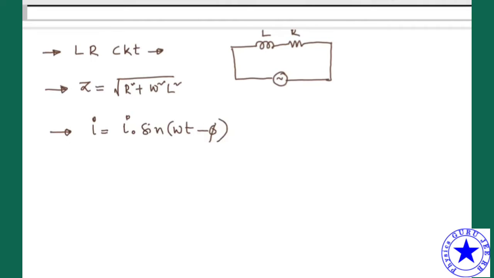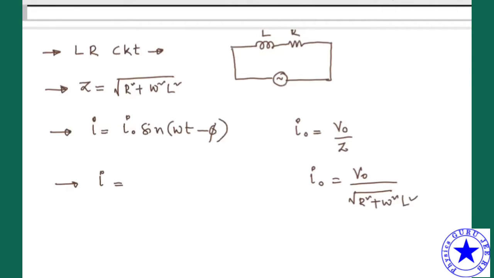In an LR circuit the current lags. This can also be written with I naught equal to V naught by Z, the peak values. Z is the square root of R squared plus omega squared L squared. Substituting, I equals V naught divided by the square root of R squared plus omega squared L squared, into sine of omega t minus phi. Hope it is clear till this point.